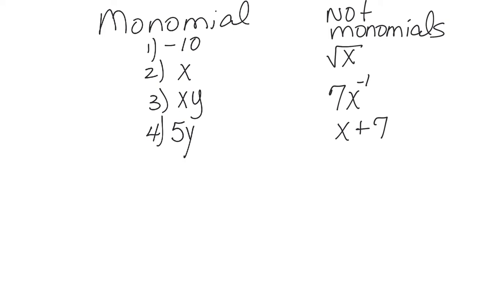And you cannot have a variable in the denominator for it to be a monomial. Remember, a monomial can be an integer, a variable, or a product of the two.